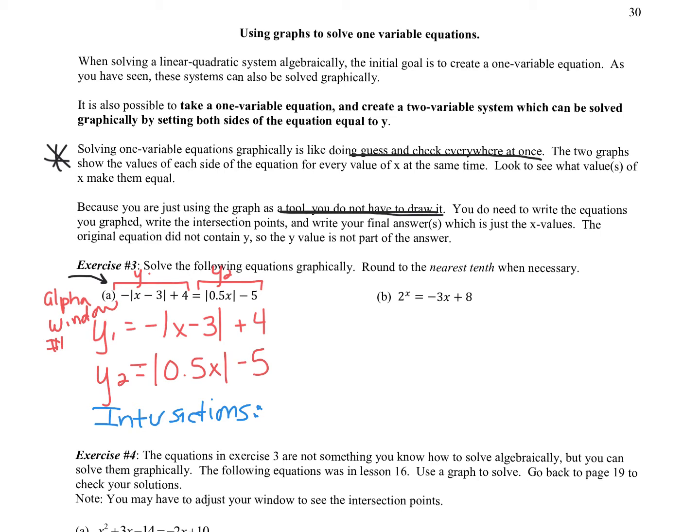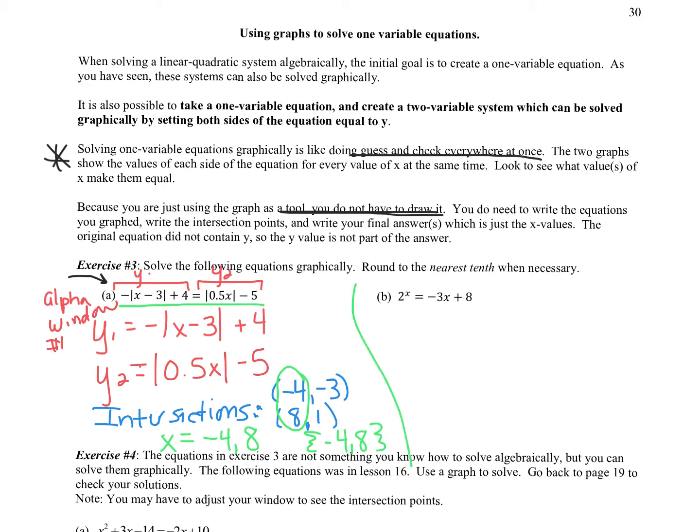But the basic is you're going to find those intersections, and those two graphs intersect at (-4, -3) and (8, 1). That means the solutions to my original equation that only contains x's are x equals -4 and 8, and we could write those two answers, because they're both x values, in roster notation.